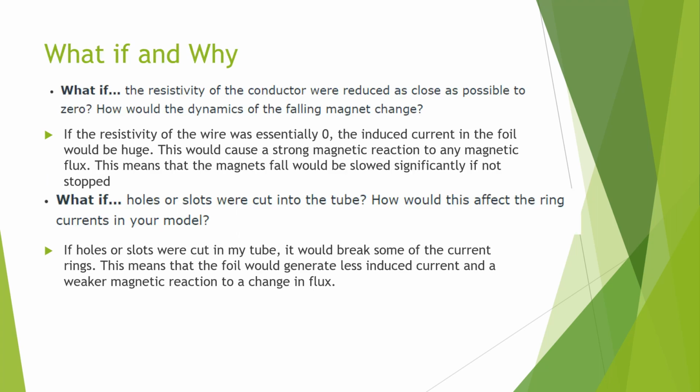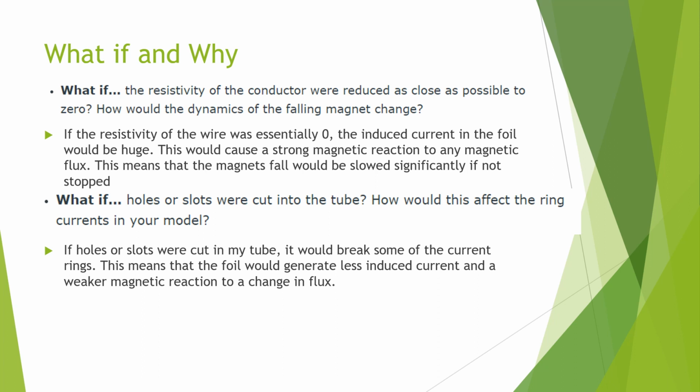What if the resistivity of the conductor was reduced to essentially zero? If the resistivity of the foil was essentially zero, then the induced current in the foil would be huge. This would cause a strong magnetic reaction to any magnetic flux. This means that the magnet's fall would be slowed significantly, if not stopped.